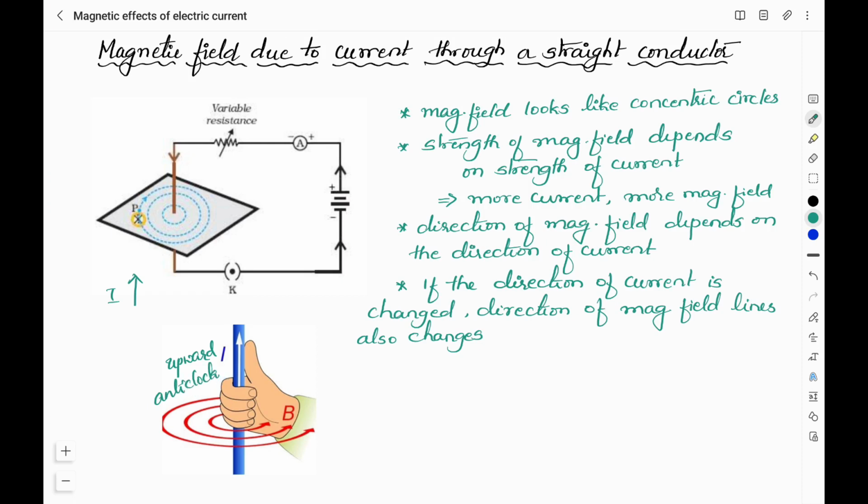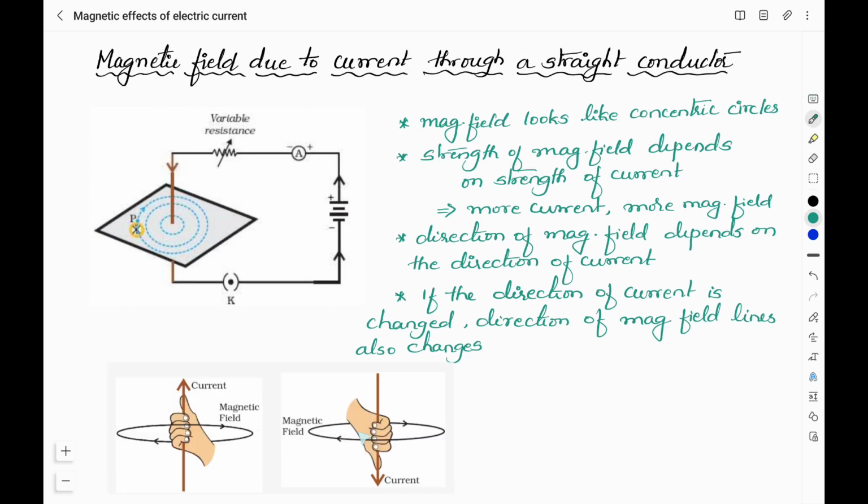Now if the direction of current is reversed, the direction of magnetic field lines will also change. If the current is flowing in the downward direction, then the magnetic field lines will move in clockwise direction. You can clearly see it in the picture here. So if the current is upward, the field lines move anti-clockwise, and if the current is downward, they move clockwise. This we can tell from the right hand thumb rule.